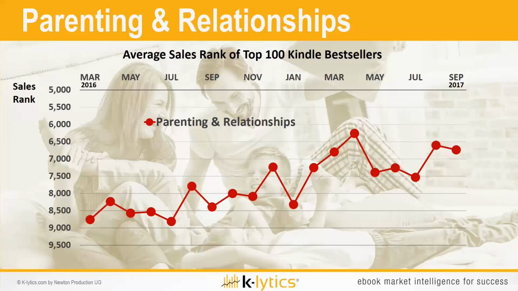If you're interested, have a look at our 2017 self-help study that you can get at K-lytics/self-help, self-help with a hyphen. By the way, in nonfiction, we also saw an interesting increase over the last 18 months in the interest for parenting and relationship-related books. The overall sales level here, the average across the top 100, which is here 6,500, is obviously still in absolute terms not super high, but the trend is upwards.